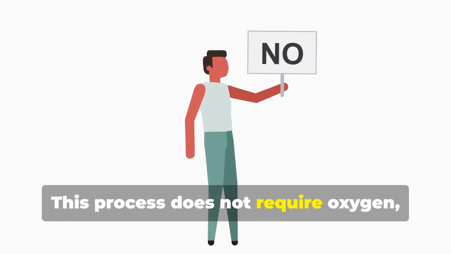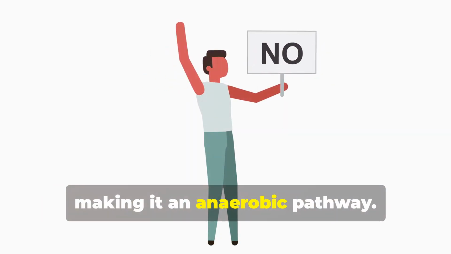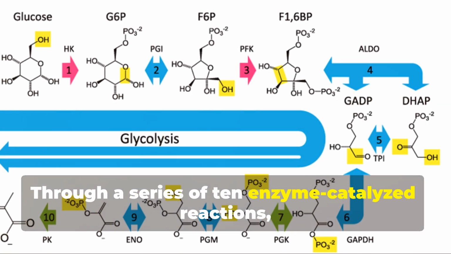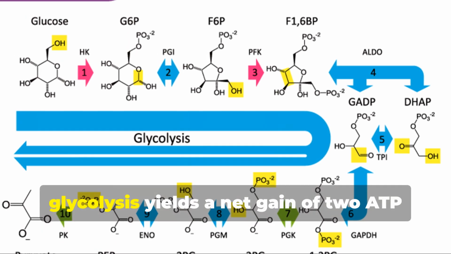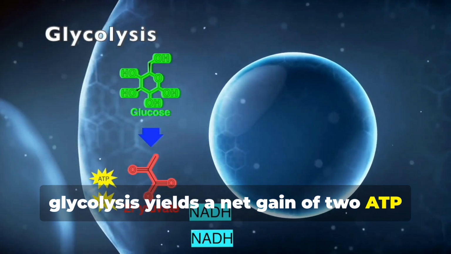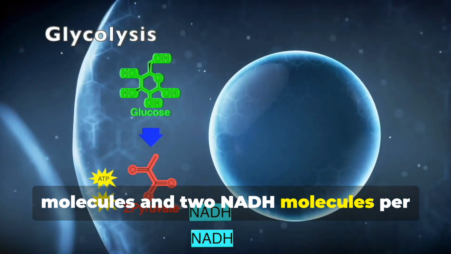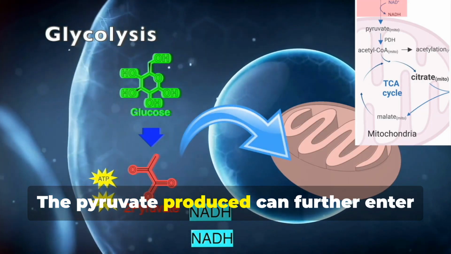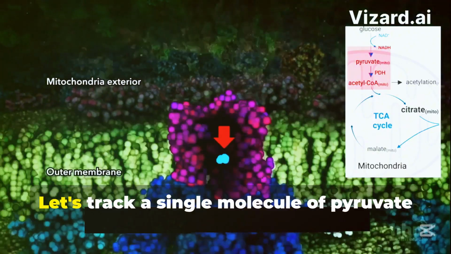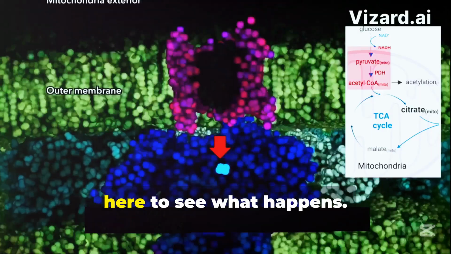This process does not require oxygen, making it an anaerobic pathway. Through a series of 10 enzyme-catalyzed reactions, glycolysis yields a net gain of 2 ATP molecules and 2 NADH molecules per glucose molecule. The pyruvate produced can further enter the mitochondria. Let's track a single molecule of pyruvate here to see what happens.